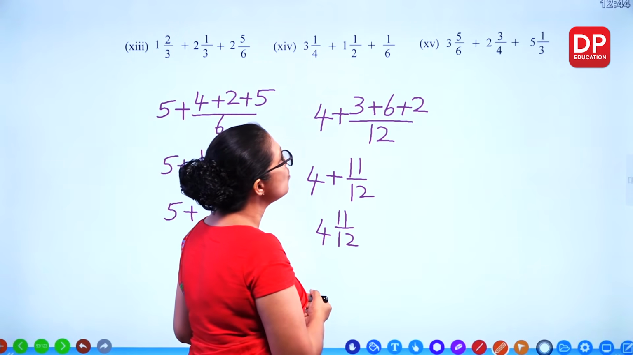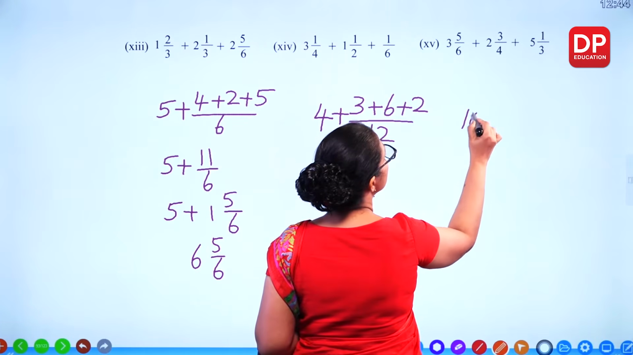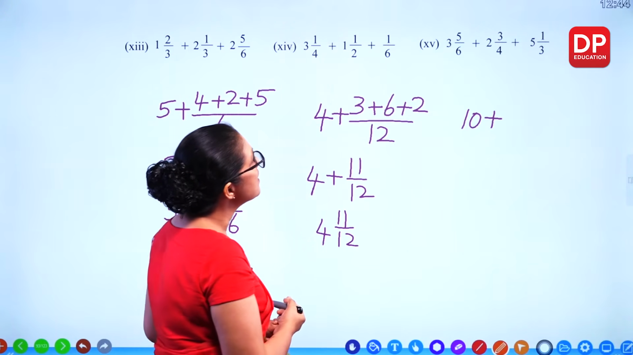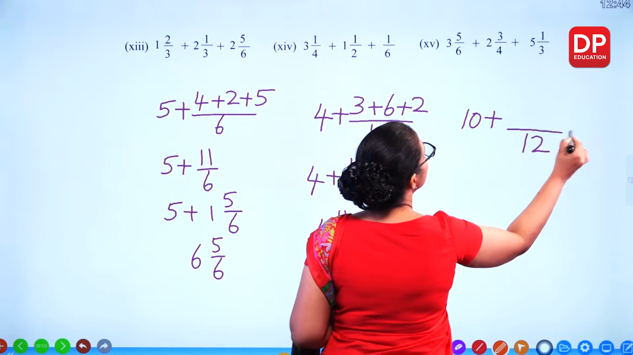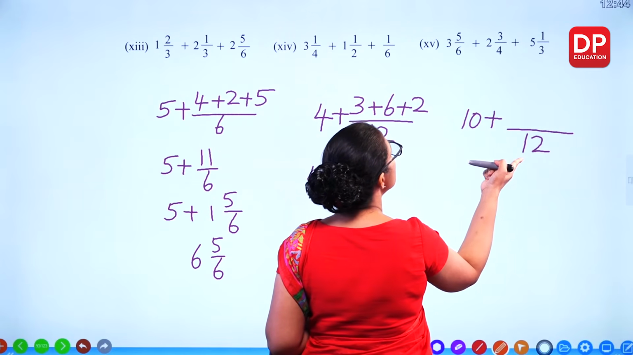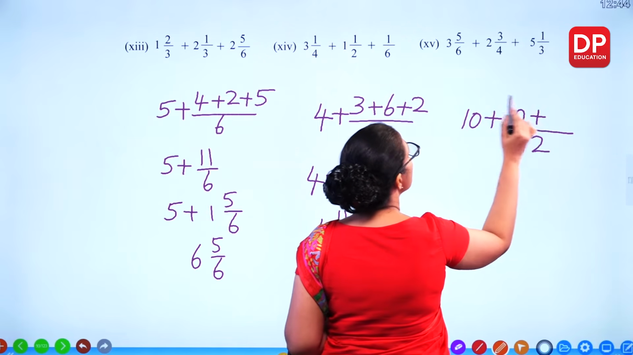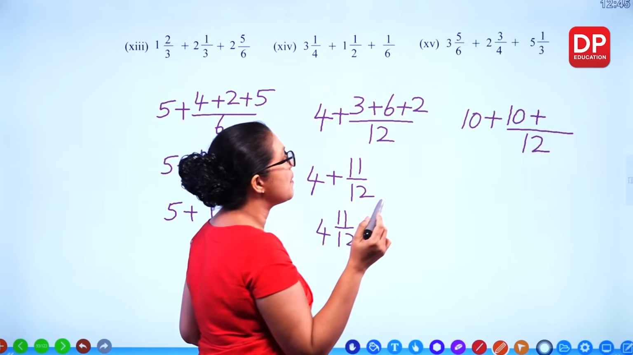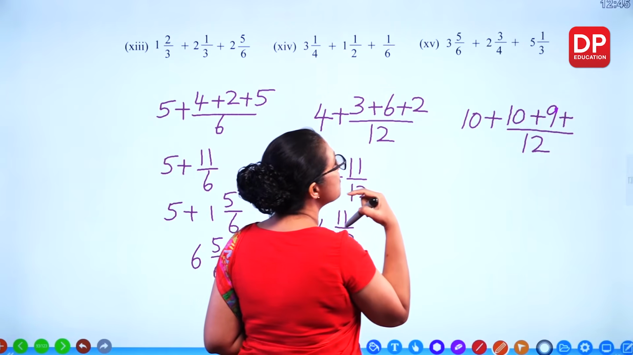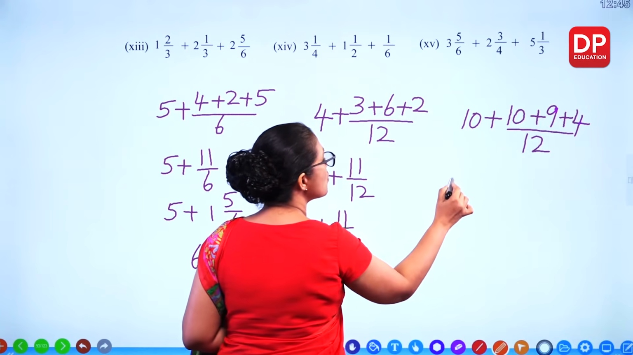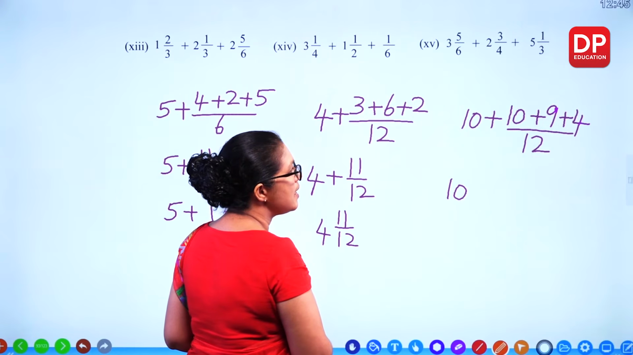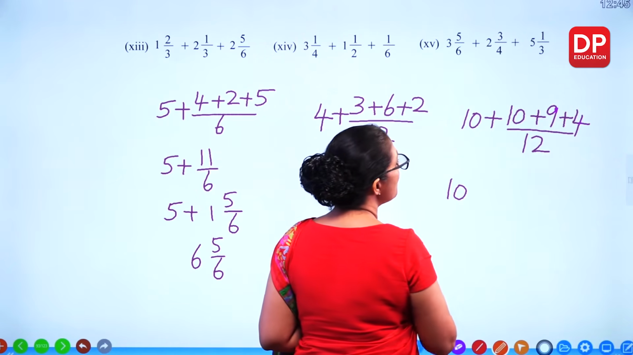This one, 3 plus 2, 5. 5 and 5, 10. 6, 4, 3. What's the common denominator? That's 12. Convert everything to 12. 6 into 2, you get 12. 2 times 5, 10. How do you get 12 from 4? Multiplied by 3. 3 times 3, 9. And 12 from 3, multiplied by 4. You get 4 here. So 10 plus 9, 19. 19 plus 4, 23.